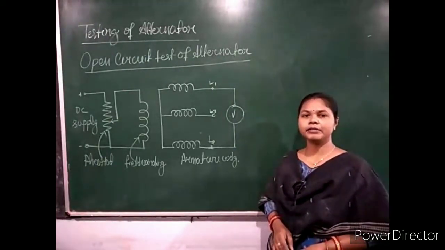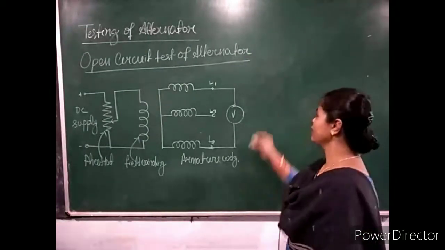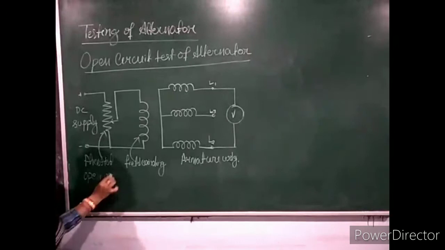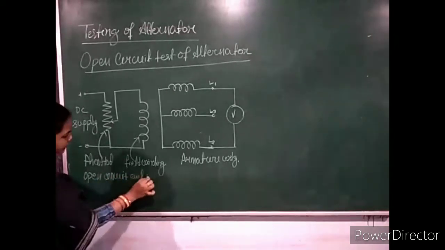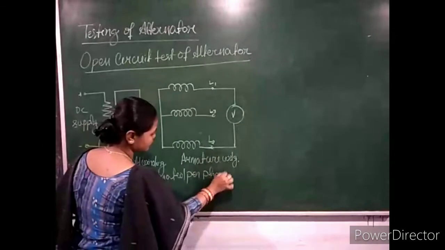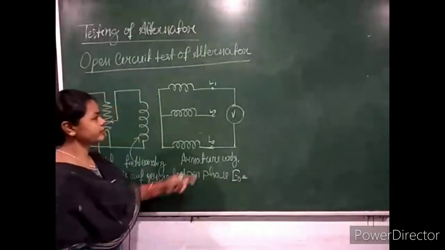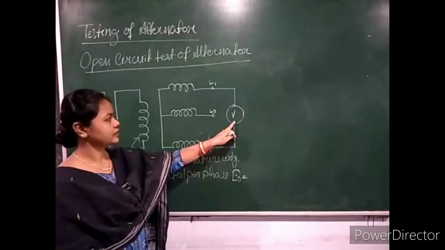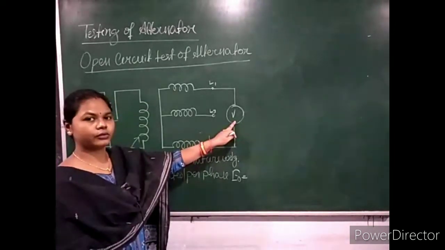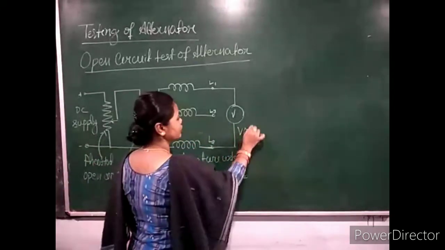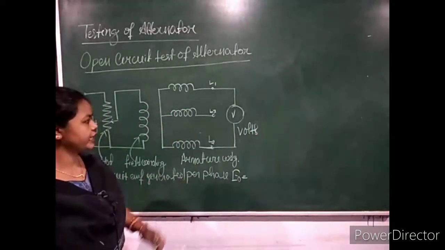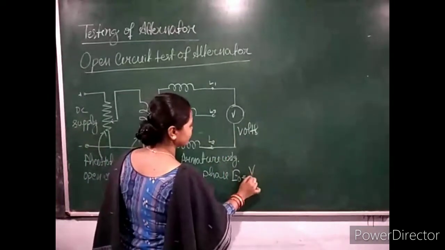To get the open circuit EMF generated per phase, E0 is equal to whatever the voltmeter reading is, just above the rated value of the alternator, divided by root 3. Suppose the voltmeter reads a voltage of V volts. This is the line quantity. To get the open circuit EMF generated per phase, you divide that quantity by root 3.